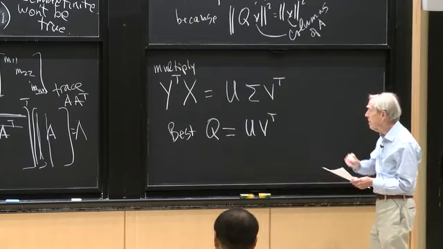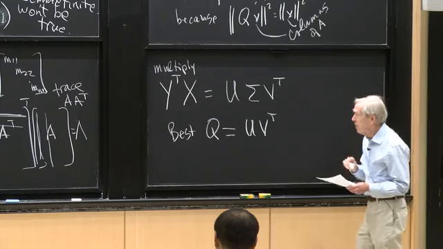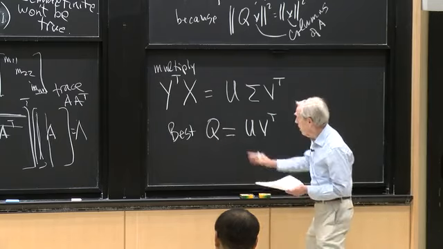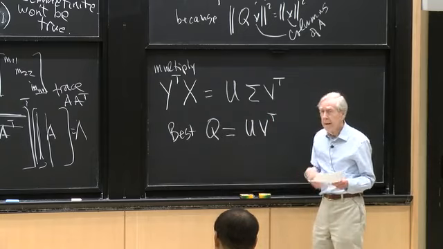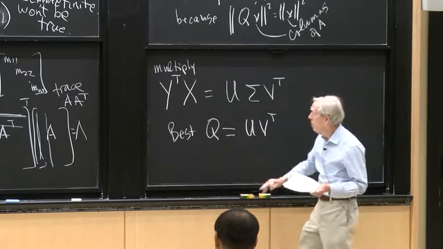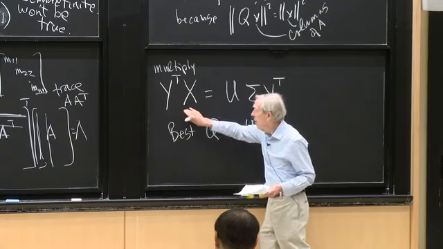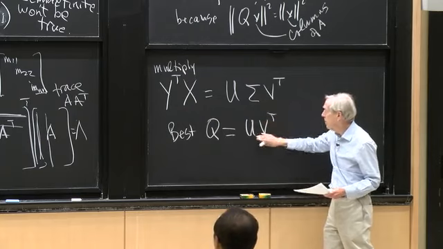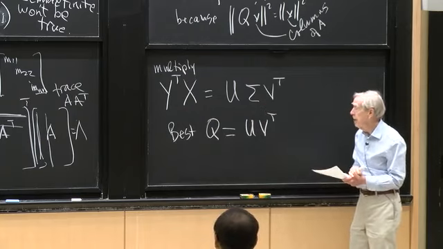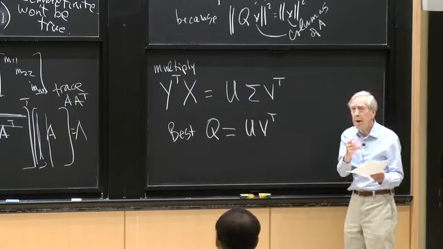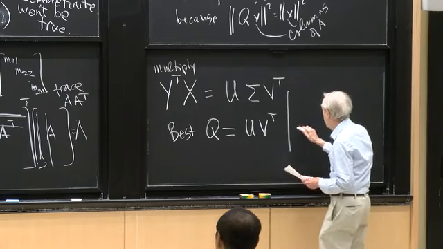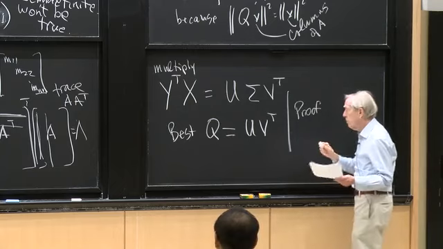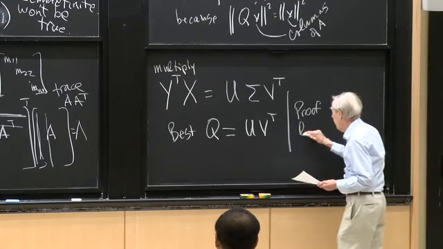Okay, so that gives us the answer. We're given X and Y. We're looking for the best Q, and the answer comes in the simplest possible way. Compute Y transpose X, compute its SVD, and use the orthogonal matrices from the SVD. Yeah, and I'm out of time, so the proof is three lines, later.